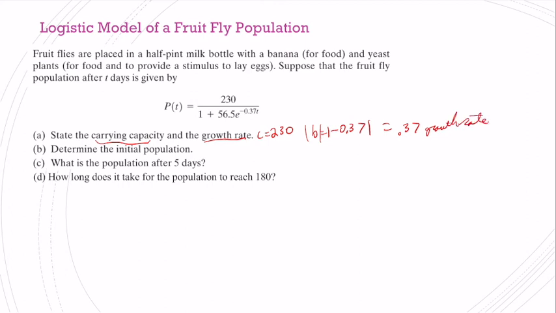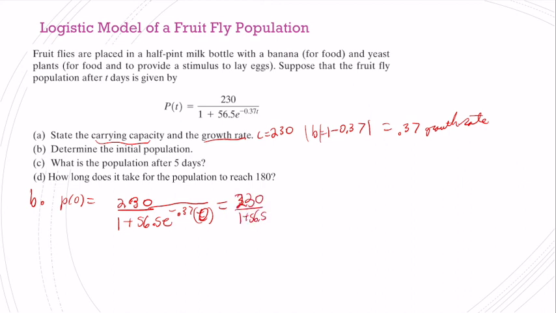I want to determine my initial population. So my initial population is when time is 0. So let's go to B. P of 0 equals 230 over 1 plus 56.5 e to the negative 0.37 t, but t is 0. That gives me 230 over 1 plus 56.5, which is 4. So I'd have 4 fruit flies to start. That's how it always begins, just a few fruit flies.